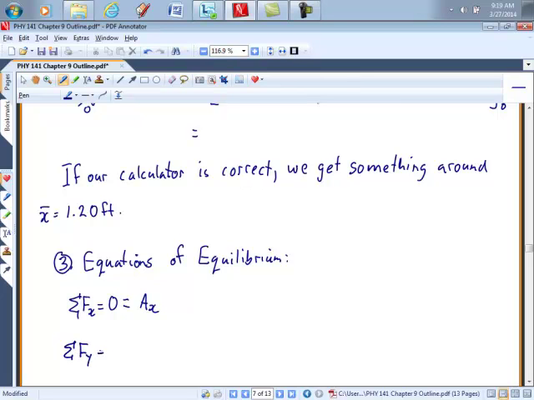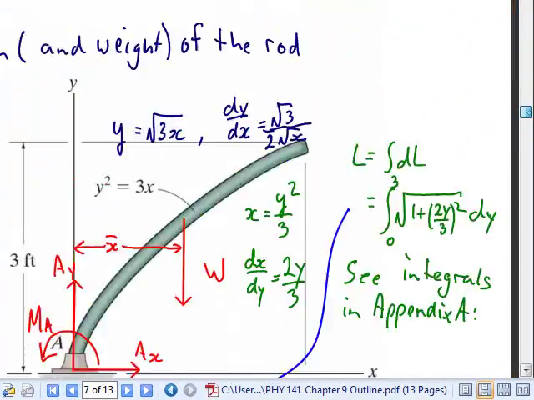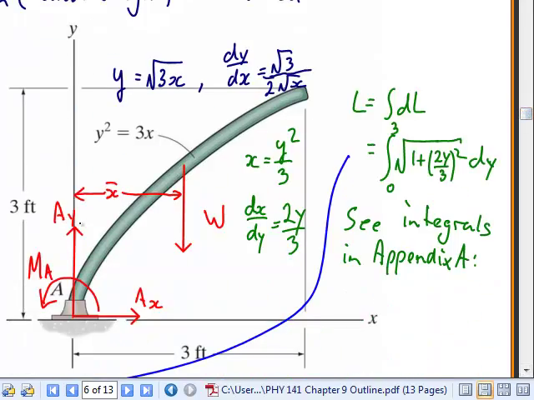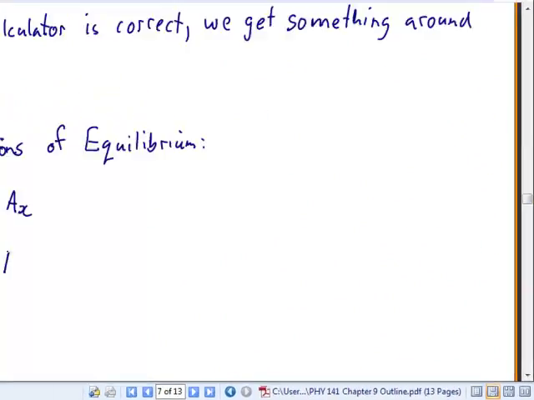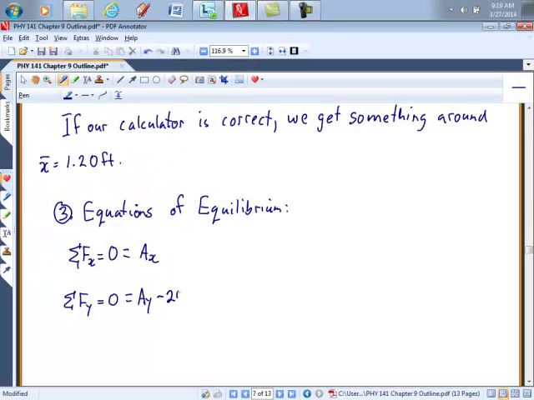Net force in the y direction equals 0. What forces are acting in the y direction? I've got AY, yep, and the weight, which we know is 26.6 pounds. So AY minus 26.6 pounds. So from this one, we have AX equals 0, AY equals 26.6 pounds. And our last equation of equilibrium would be the moments about A equals 0.